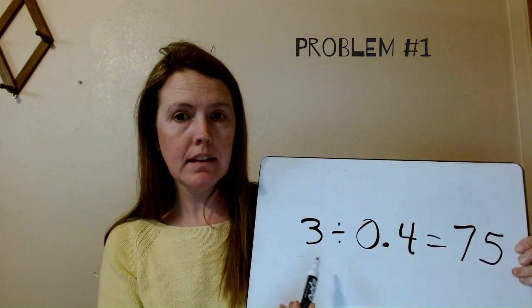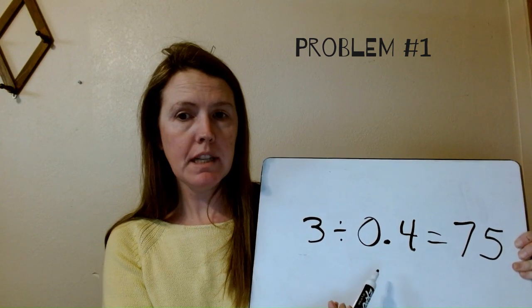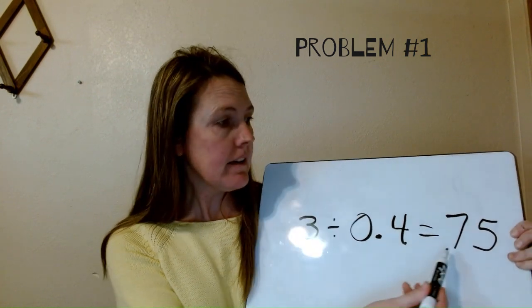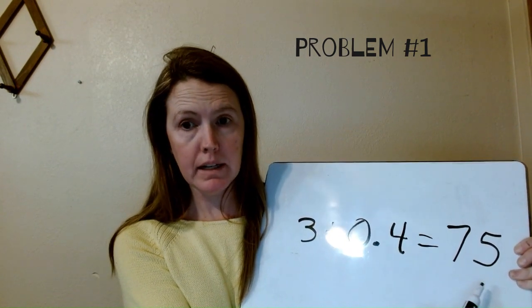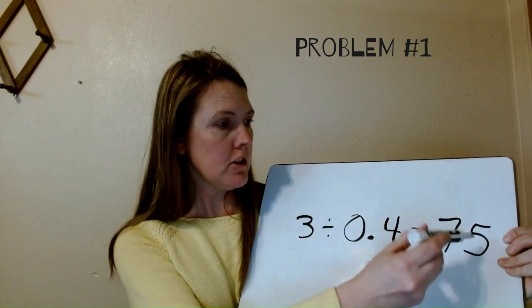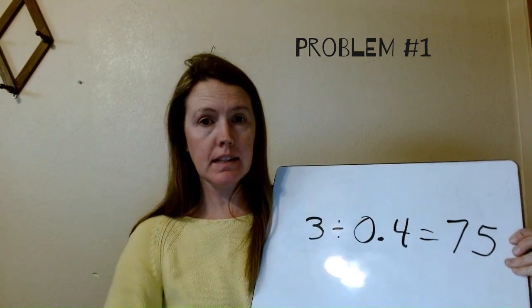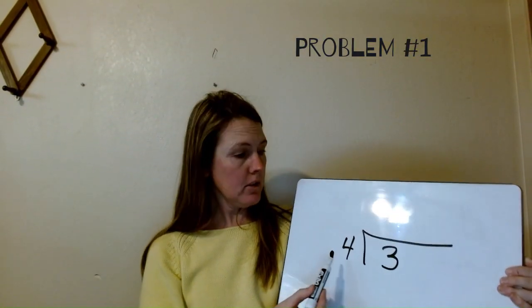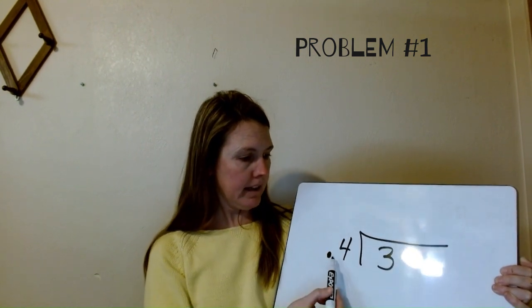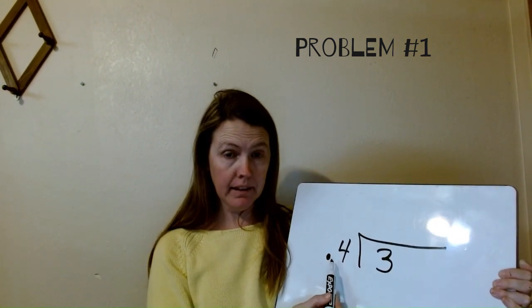It says 3 divided by 4/10 equals 75. Well, there's supposed to be a decimal here, and you have to decide where it goes. So the first thing I want you to do is rewrite this equation. When you rewrite that equation, it looks like this. You have the 3 inside the bracket and the 4/10 outside the bracket.